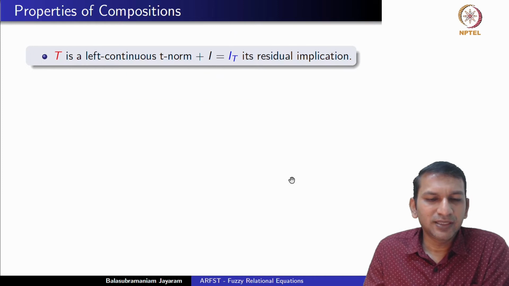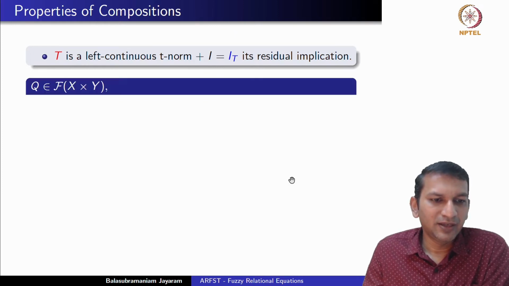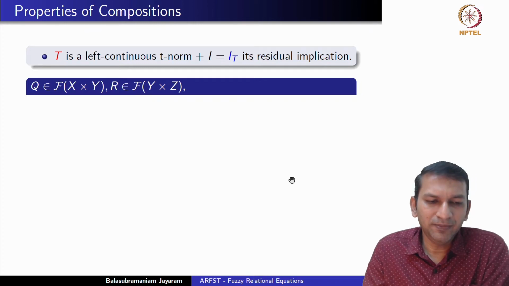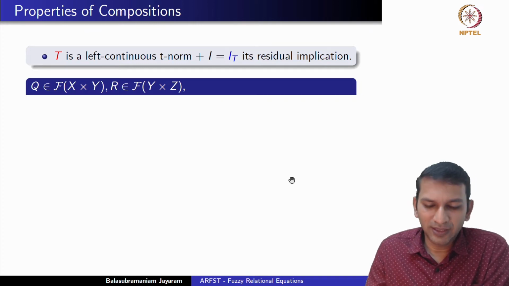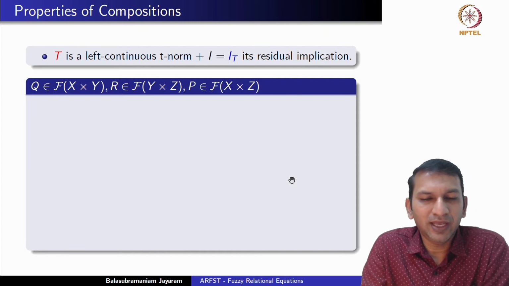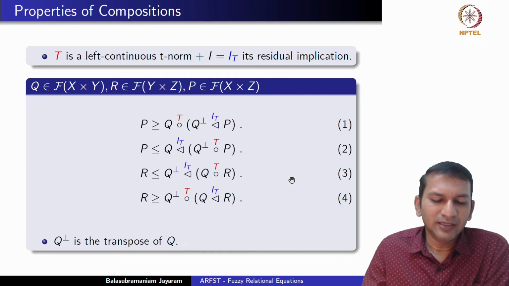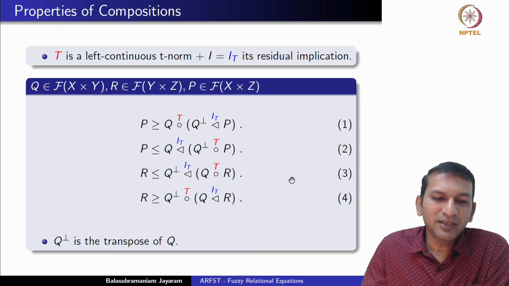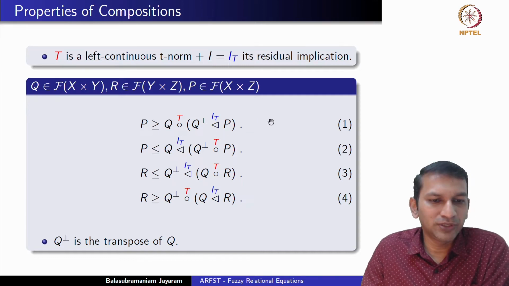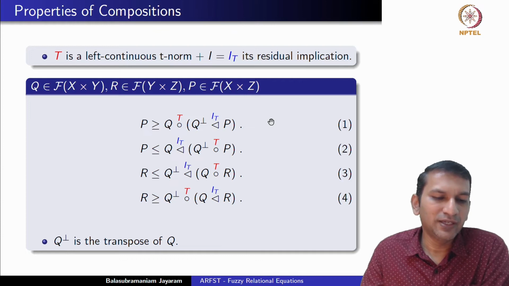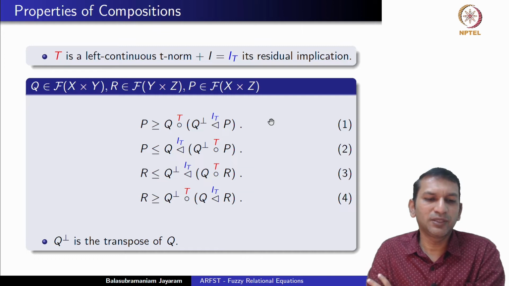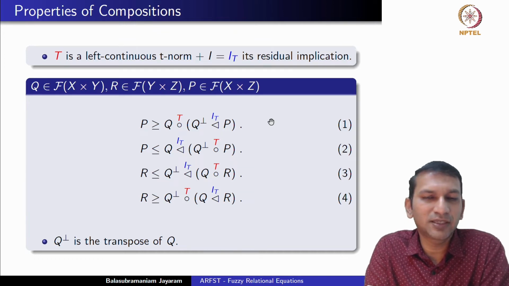Now, what is interesting is, in this setting, if Q is a fuzzy relation on X cross Y, R is a fuzzy relation on Y cross Z, and P is a fuzzy relation on X cross Z, then these are some properties that we can prove. Note that here it's a nice mix of sup-T with inf-I composition. Of course, we should always remember we are discussing in the context where T and IT are coming from the residuated structure, which means T is a left continuous T-norm and IT is its corresponding R-implication.